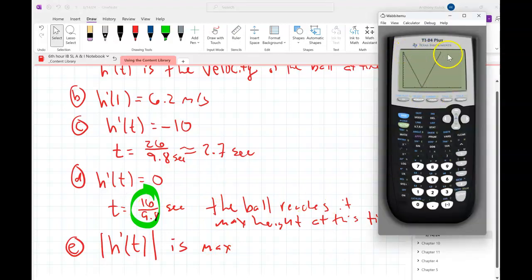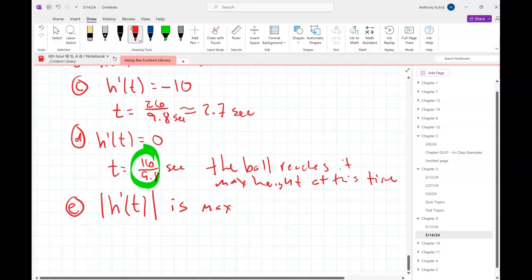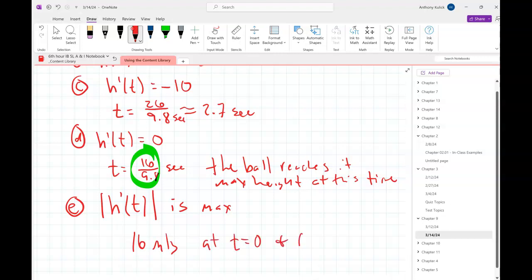So it's really going to be the same as if I did this as just a straight velocity problem. So it looks like 16. That's what it looks like to me. What do you guys think?